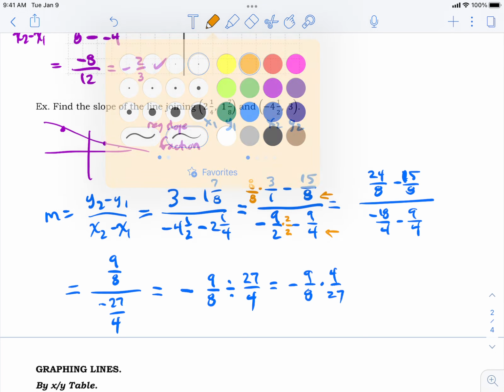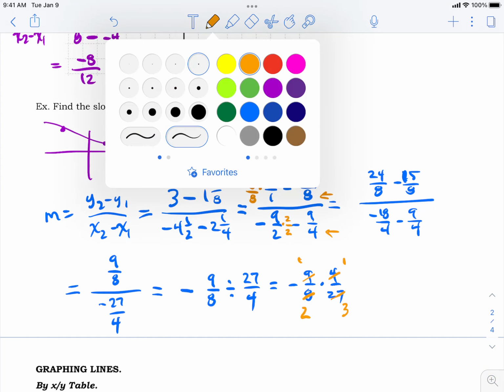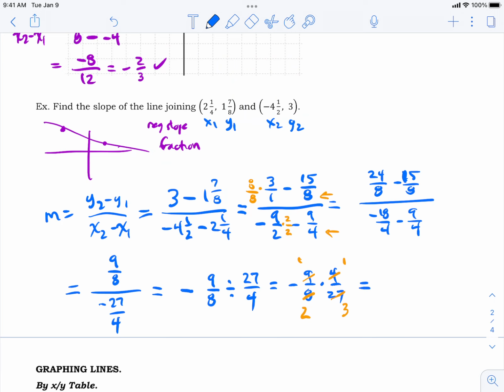Now's the part where you can save yourself a lot of energy if you cross-cancel before you multiply. So 4 goes into 8 twice, right? 9 goes into 27 3 times. Cross-canceling first, that's the way to live your life. Now, that only works when you're multiplying fractions. Only multiplying, only multiplying, only multiplying. But if you're multiplying your fractions, go ahead and do the cross-cancel first.